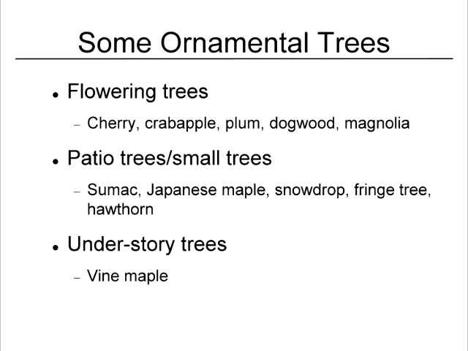Some of them are called flowering trees, and that would be things like cherries, crabapples, plums, dogwoods, and magnolias. And I'm sure there's a couple others. And then there's another sort of set called patio trees or small trees. And examples of those would be sumacs, Japanese maples, snowdrops, fringe trees, and hawthorns. And then there's trees called understory trees. And that kind of says what they are. They live under the forest overstory trees or on the edges and are also small trees. Around here, a vine maple would be a good example of that.